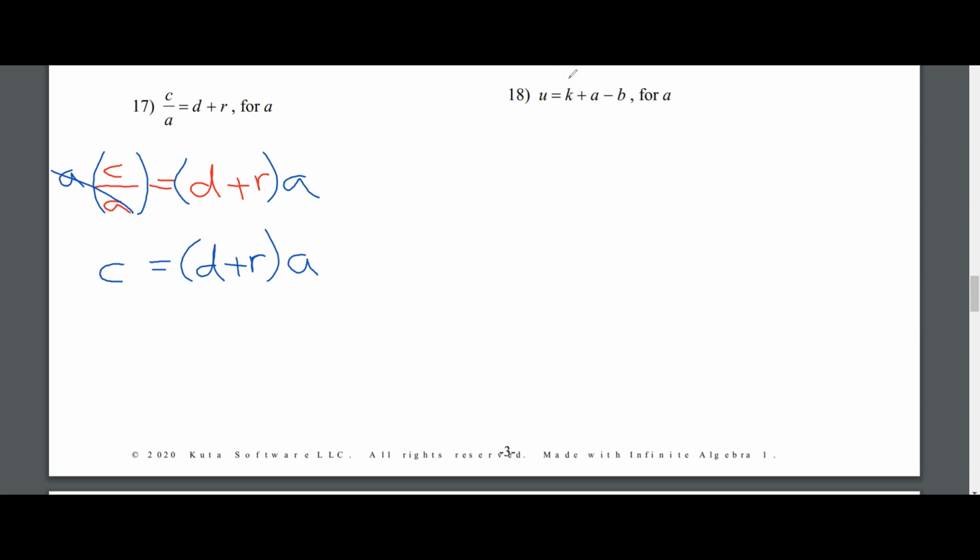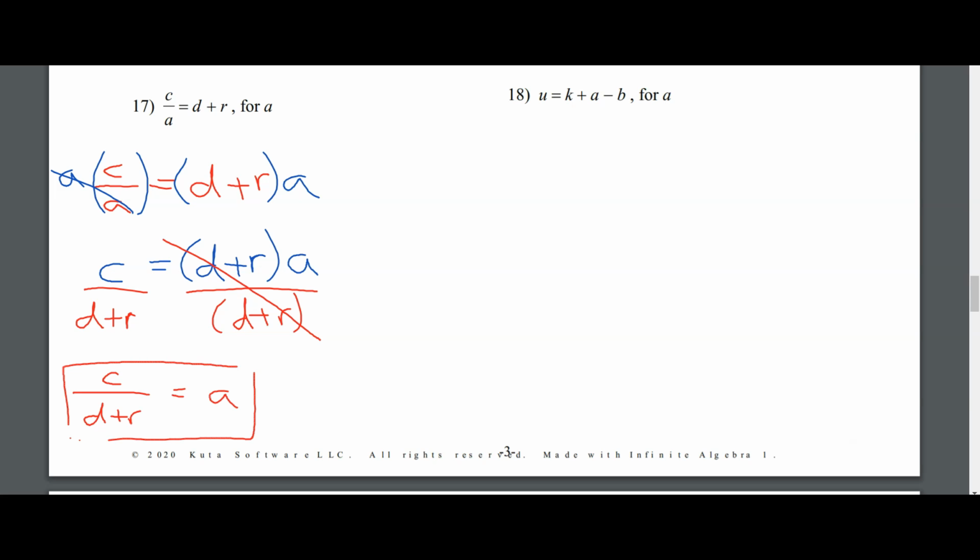So our first thought should be, is there a way for me to move this D plus R quantity to the other side? Well, this quantity right here, this D plus R, is being multiplied to the A. So the inverse operation of multiplication is division, which means I can divide both sides by the quantity D plus R. This is a slightly new concept that we're looking at right now. You may not have seen this before, dividing by a quantity rather than just a single number or a single variable. But what this does is it simplifies the D plus R because it's a factor in my numerator and a factor in my denominator. Thus, I'm left with C divided by the quantity D plus R is equal to A. And we have solved for A.